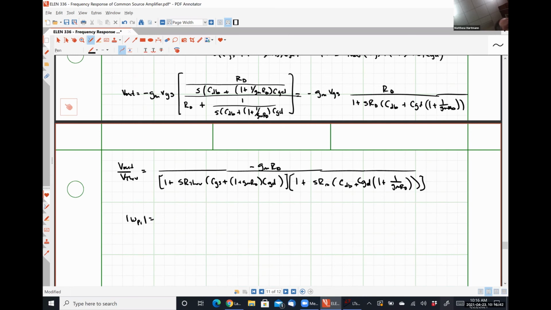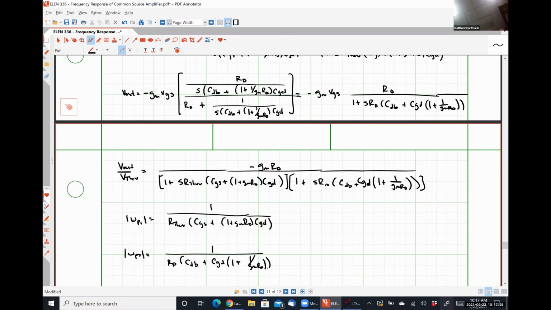leading us to a pole at 1 over R thev times CGS plus 1 plus GMRD CGD, and a second pole, omega P2, at 1 over RD times CDB plus CGD times 1 plus 1 over GMRD.